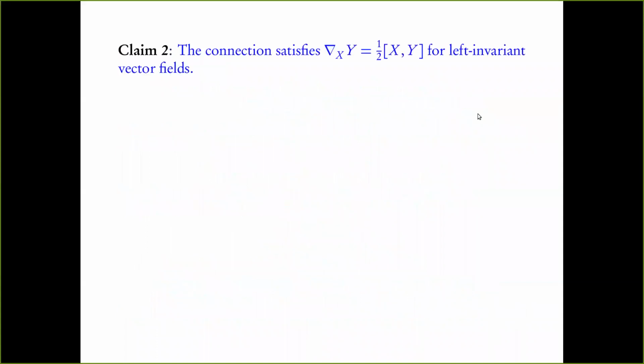Okay, good. So let me go into claim 2, and you'll see that the more we go, the more beautiful the results become. So it says that the connection satisfies this. And if you're seeing this for the first time, it's really, really nice, right? It says nabla xy is half of the Lie bracket xy. You cannot get any more beautiful than this in terms of formulas. So this says that the connection nabla y in the direction of x is just half of the Lie bracket xy, again for left invariant vector fields. So let's prove the claim.